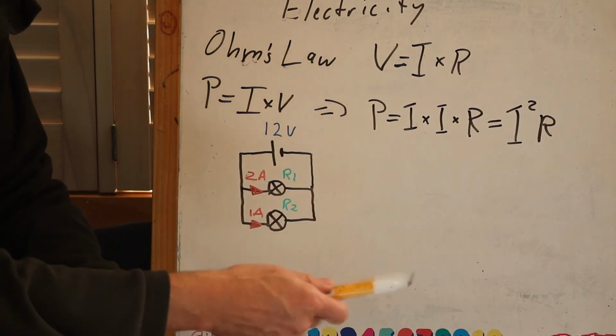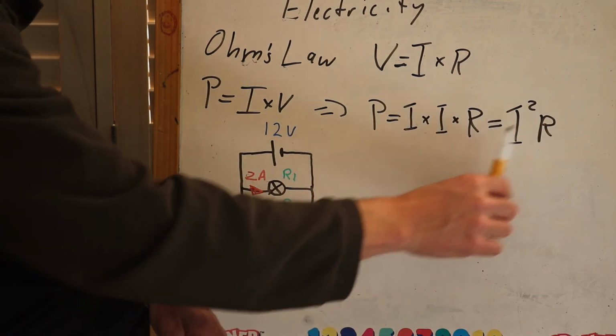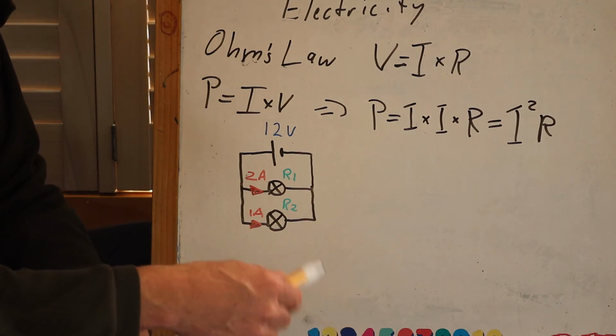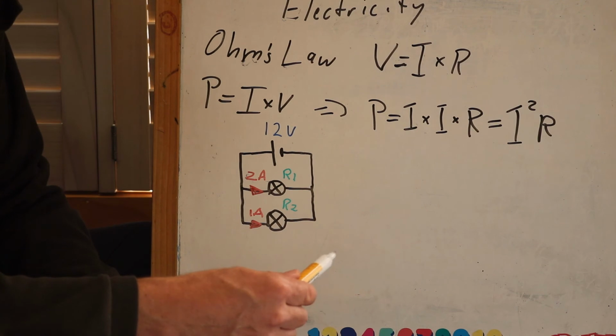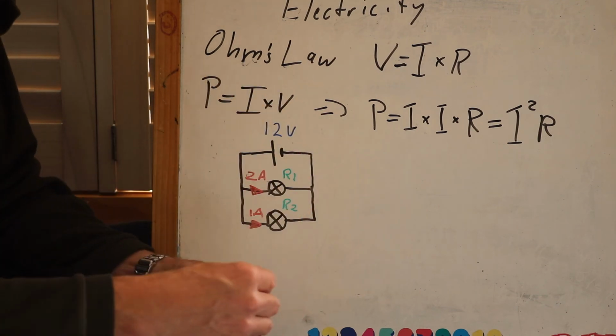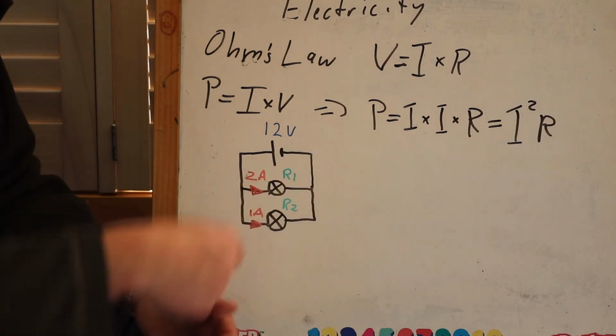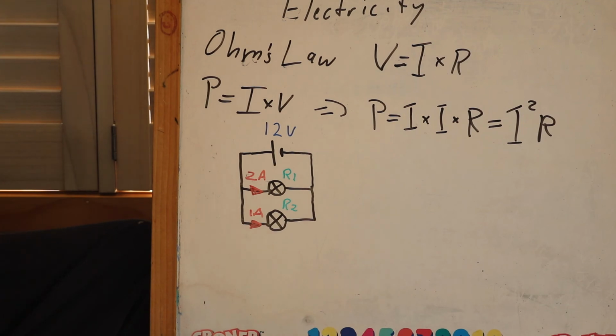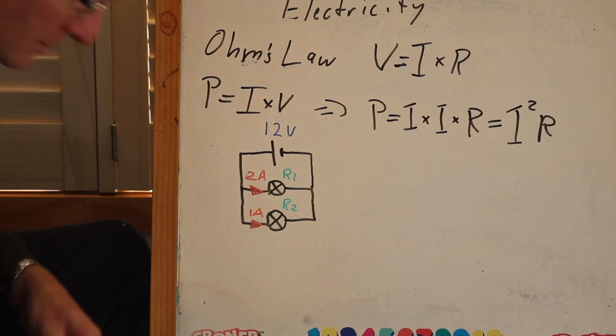So I can work out the power if I only have current and resistance known without having to work out the voltage first. You can work out the voltage first and then put it in, but you might find some other variations of those two equations as well. So let's try and solve some problems using those two equations.